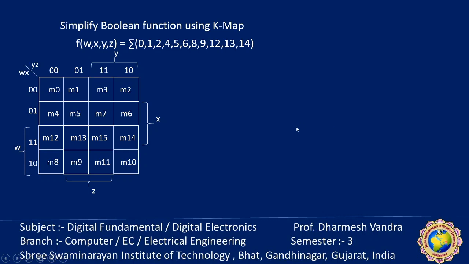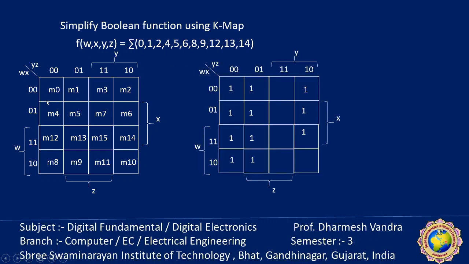So what we'll do, first we'll put the ones on M0, M1, M2, M4, 5, 6, then 8, 9, and 12, which is in the third row, first column; 13, third row, second column; 14, third row, fourth column. So in total 8 plus 3, 11 minterms are there.